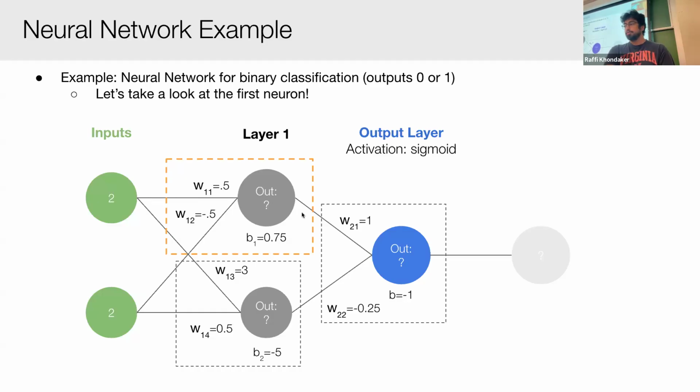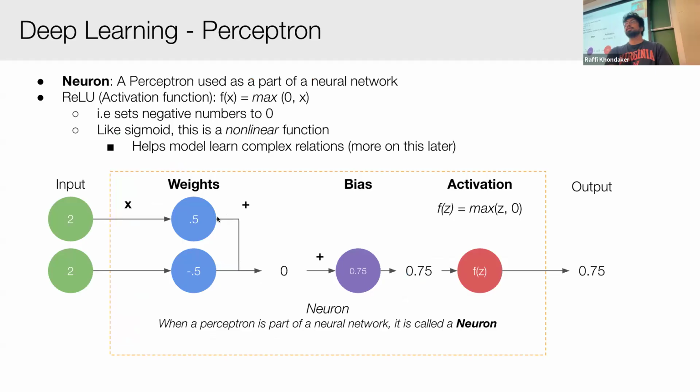Okay. If we zoom into this top neuron, the one outlined in orange, we'll see it's the normal perceptron stuff, right? We still have those 2 inputs, same as last time. Each input is assigned to a weight, we multiply them together, sum them, add 0.75, and then we pass that to an activation function.